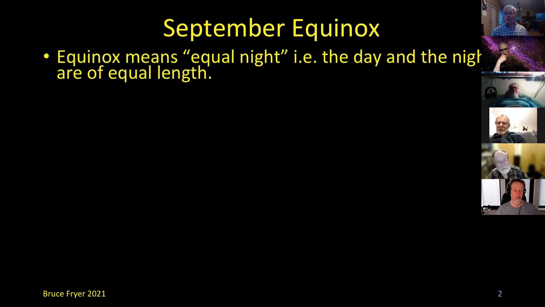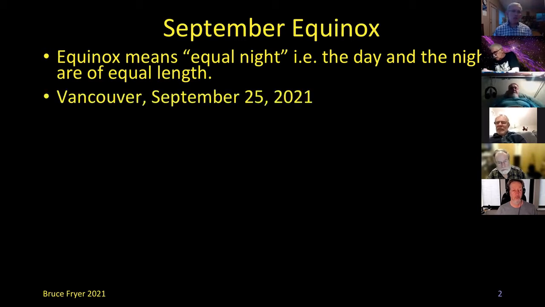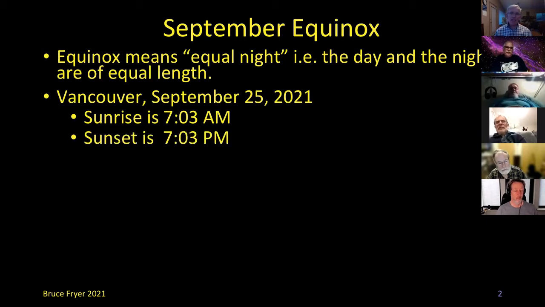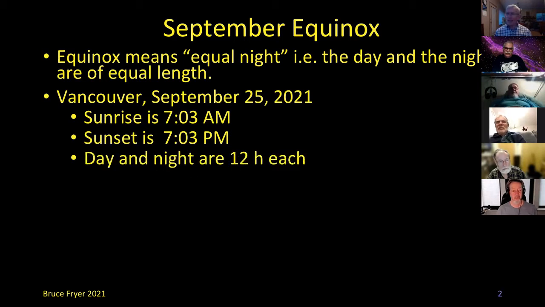So equinox means equal night, i.e. the day and the night are of equal length. So if we take a look at Vancouver, September the 25th, 2001, you'll see that sunrise is at 7:03 and sunset is at 7:03 p.m. So that gives us a day and night of 12 hours each.